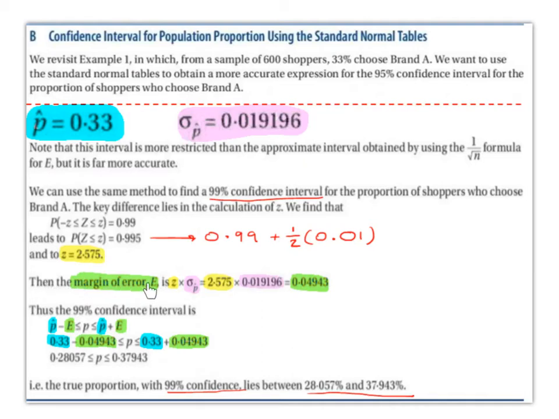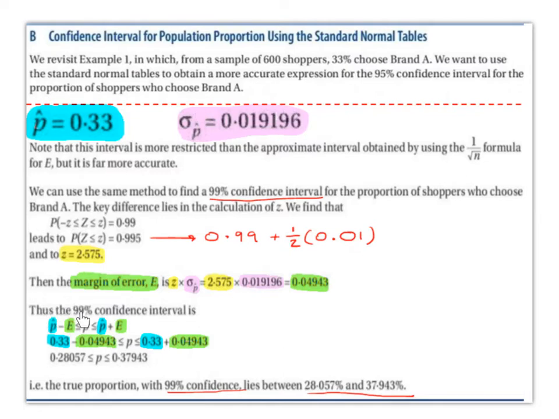Then the margin of error E is Z, which is 2.575, multiplied by the standard error, which is the same, which is 0.019196, and multiplying we get 0.04943. So this is the margin of error for a 99% confidence interval. So notice that the standard error remains the same.